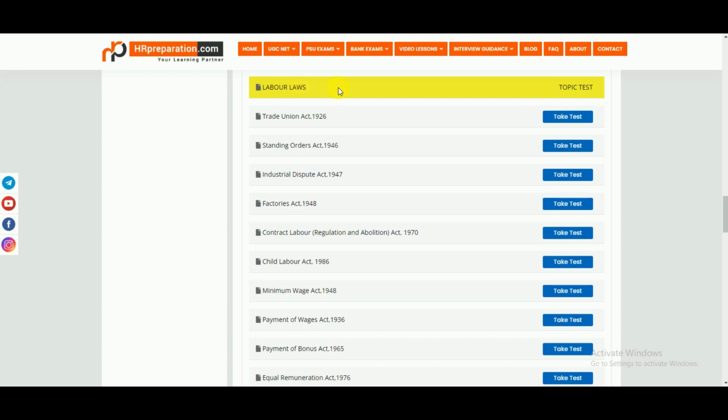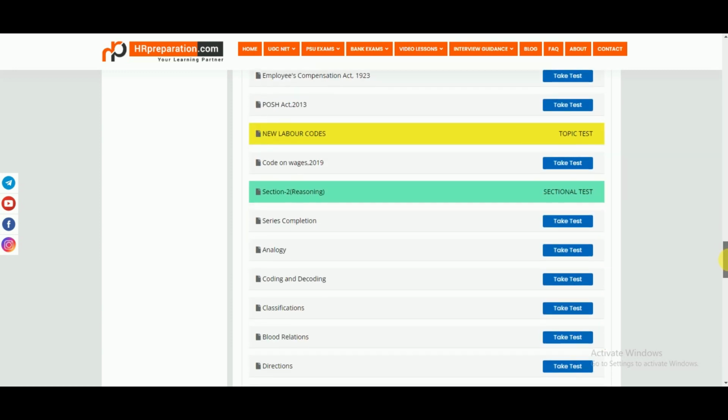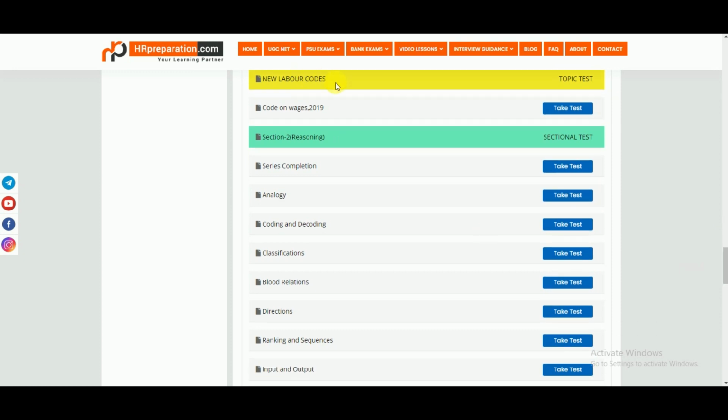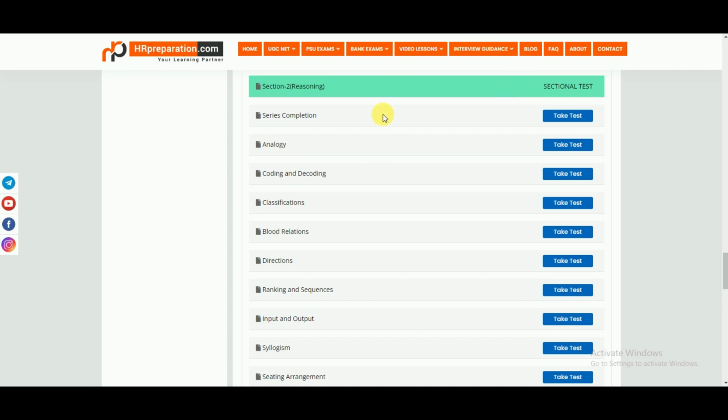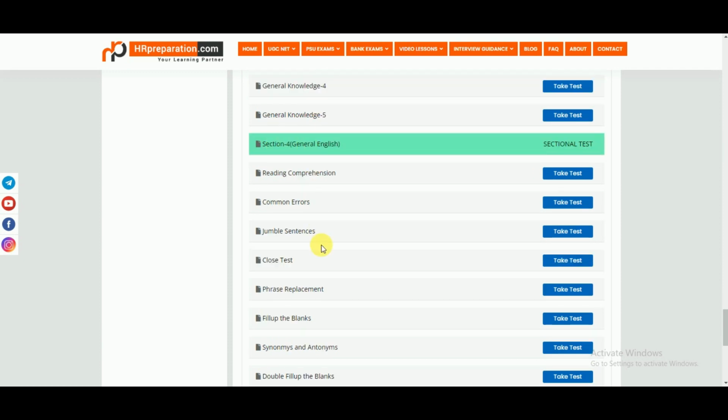Coming to labor law and labor code, we covered each section, chapter, schedule and amendment into questions, so you can cover the whole act or code by this act-wise or code-wise test series. Here, new labor code with codes. Here is section 2 with subtopics. Here, section 3. Here is section 4 with subtopics.